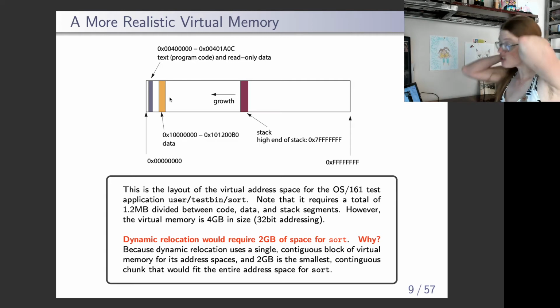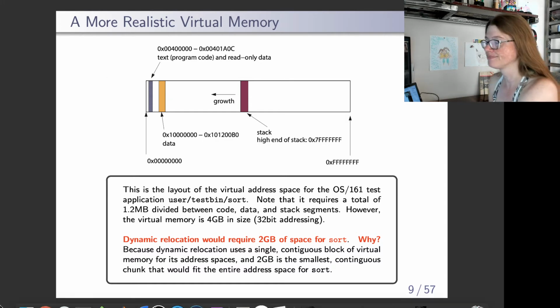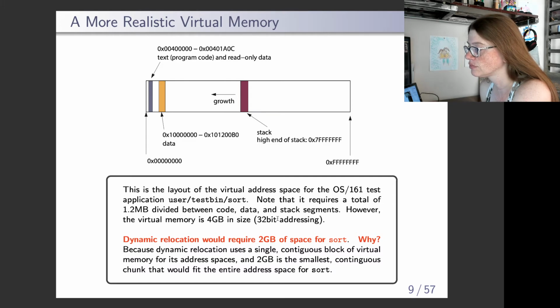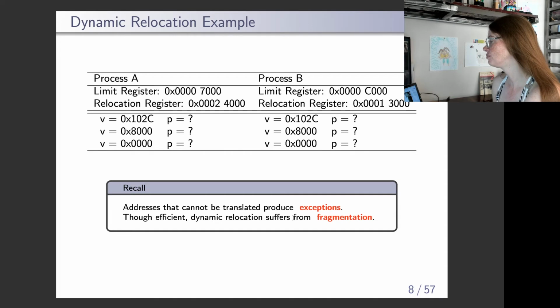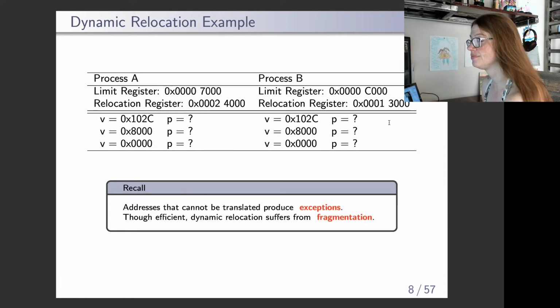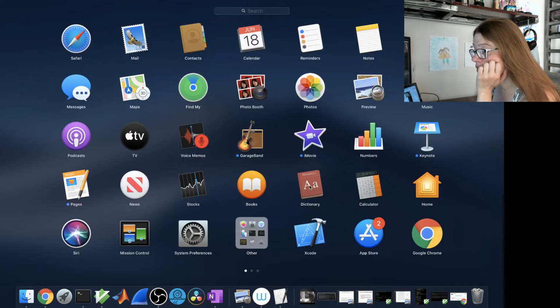So dynamic relocation is really nice in the sense that it's really simple, but I'll be honest with you, it's also not so great in terms of fragmentation. Okay, so let's do some samples. Here we've got two processes. We've got a limit register and a relocation register. And I want to know whether these work out or not.